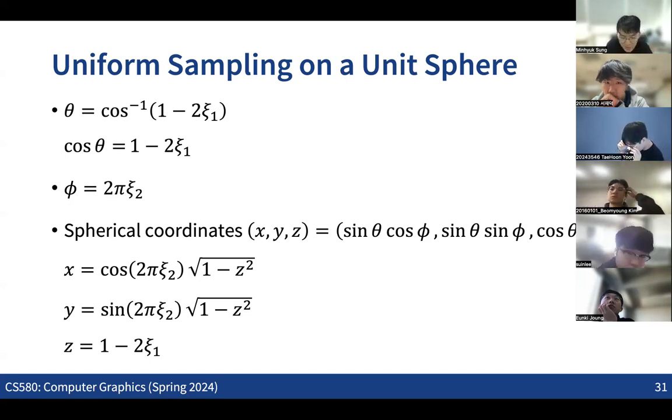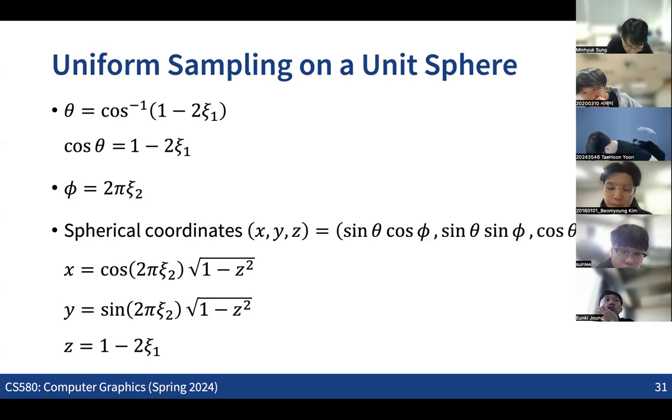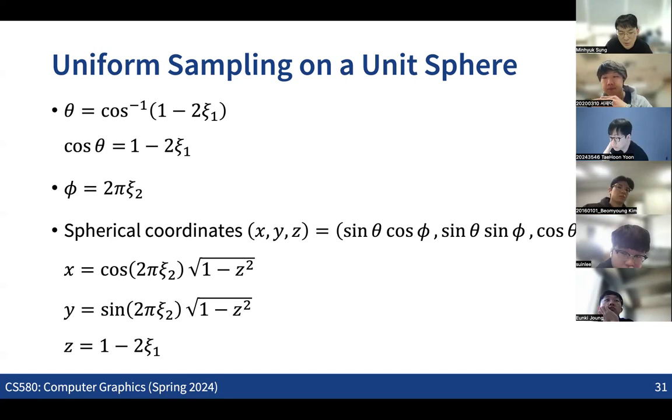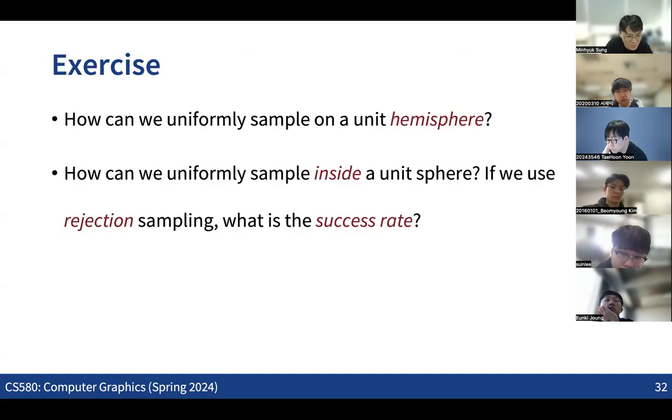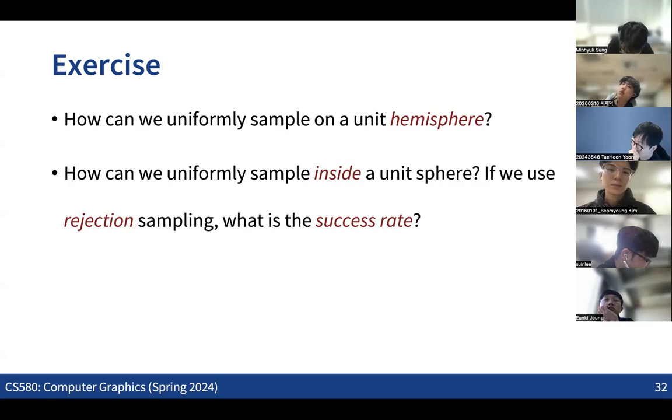Sampling directions in 3D space becomes the same as sampling points over the unit sphere or unit hemisphere. So for sampling of solid angles, you can use this technique, this formulation. You will also see that other types of uniform sampling become easier. Maybe you can think about how we can do uniform sampling on the unit hemisphere. That can be another thing.